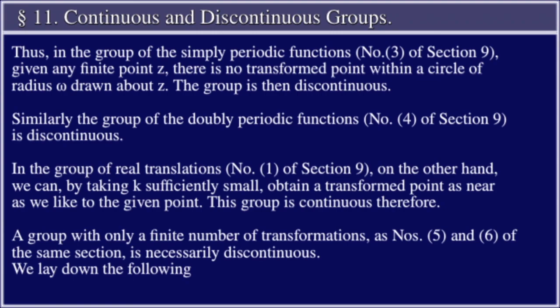In the group of real translations, example number 1 of section 9, on the other hand, we can, by taking k sufficiently small, obtain a transformed point as near as we like to the given point. This group is continuous, therefore. A group with only a finite number of transformations, as in examples 5 and 6 of the same section, is necessarily discontinuous. We lay down the following.